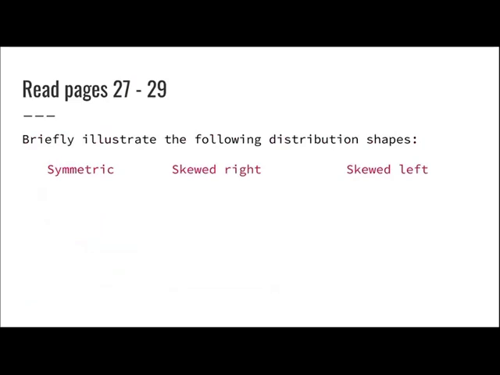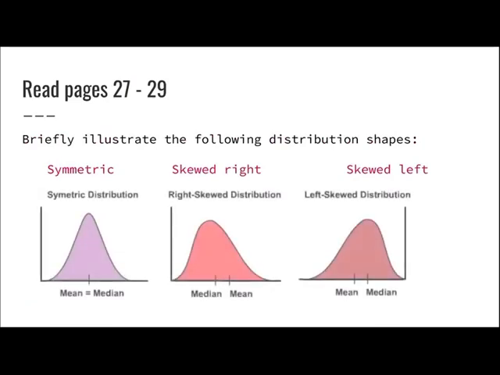All right, I'd like you to briefly illustrate the following distribution shapes. We have symmetric, skewed right, and skewed left. So in the real world, distributions of data are almost never perfectly symmetric. You really want to describe the shape as roughly or approximately symmetric.